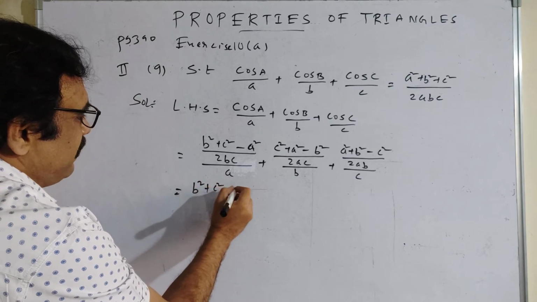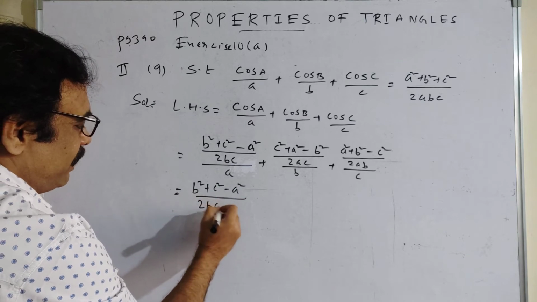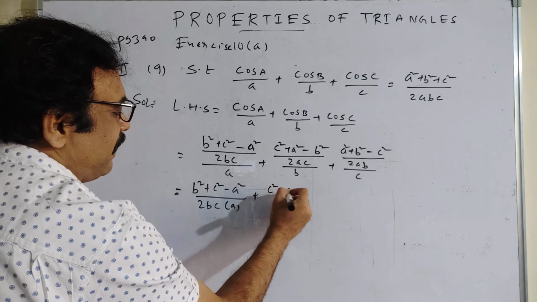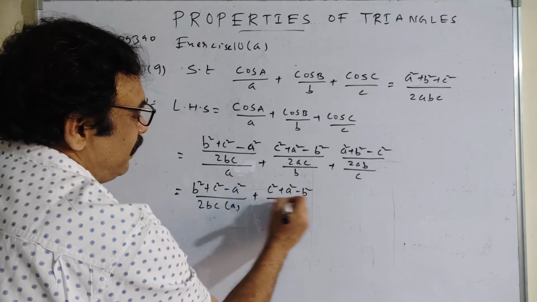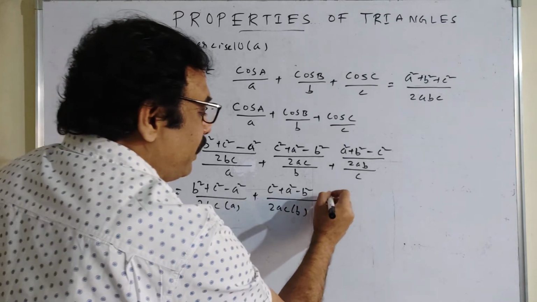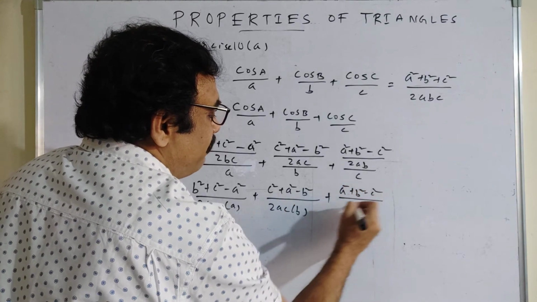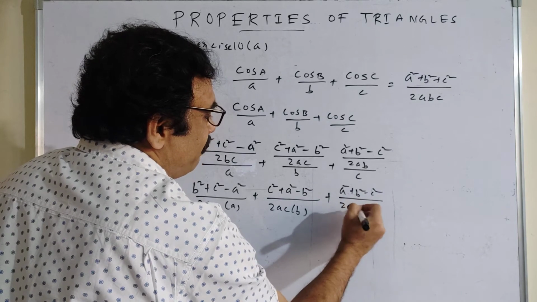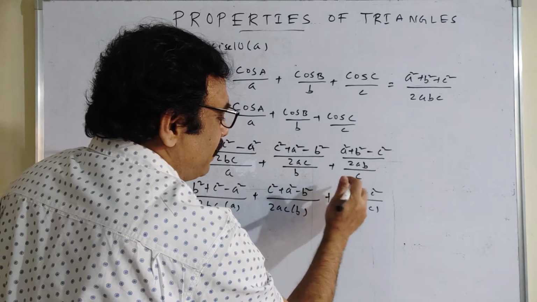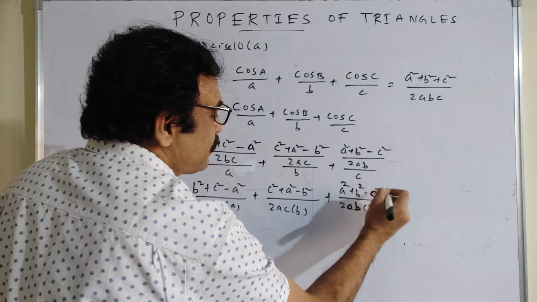b square plus c square minus a square by 2bc gets down into the denominator, which should be multiplied with a, and c square plus a square minus b square by 2ac gets down into the denominator, which should be multiplied with b, and a square plus b square minus c square, I'll be getting this is nothing but 2ab, and this should be multiplied with c. So here I'll be writing this is square, and this is square, and this is also square.